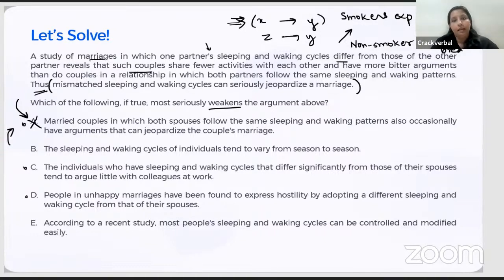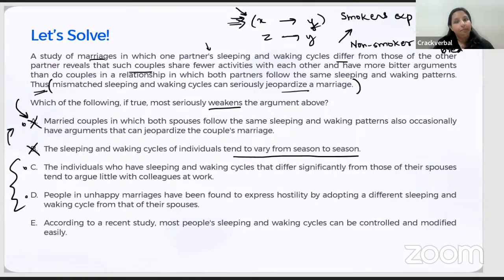A is out. B says that the sleeping and waking cycles tend to vary from season to season. This may very well be true. Maybe in the winters we sleep longer, in the summers we wake up early, etc. But the whole idea is they should be doing it together, and they're saying if you don't do it together, you have discord in your marriage. So the fact that it varies has no relationship whatsoever to this particular condition. B is out. C and D is what most of you seem to have said. Even Manish says D is the answer.